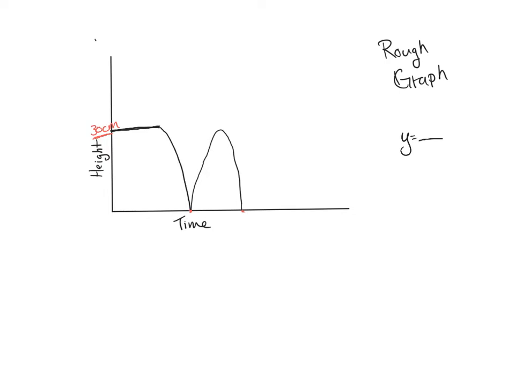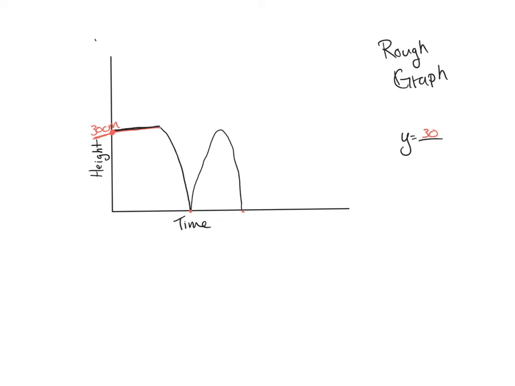Now, once I make this estimation, every other estimation that I make has to make mathematical sense with that estimation. So I can't just start guessing every point. There has to be logic and reason behind it. Okay, so now I know that this first part here is going to be y is equal to 30, because it's going to stay constant.